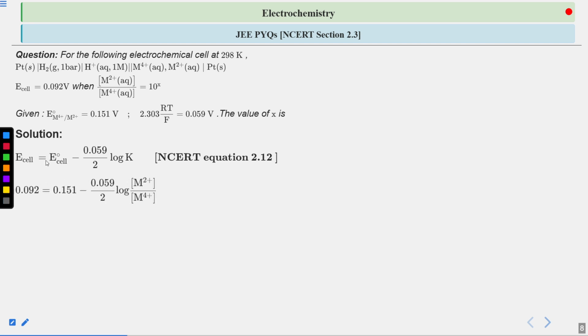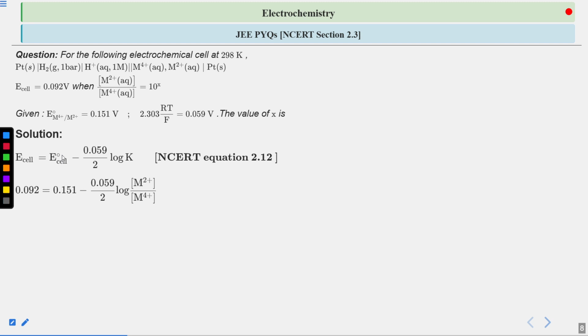Now we put in the values. The overall cell potential is given as 0.092 volt in the question already. So we put the value 0.092 equals E naught of cell, which is given as 0.151, minus the term. E naught of cell we considered for the M electrode, because the other electrode is the standard hydrogen electrode whose E naught is 0. So E naught of cell will become 0.151. Okay, what if we are not taking the standard hydrogen electrode here? Then its E naught will also be considered in the E naught of the cell, and you will calculate it by E naught of cell equals E naught of cathode minus anode, or anode minus cathode, I don't know, but something like that, right?